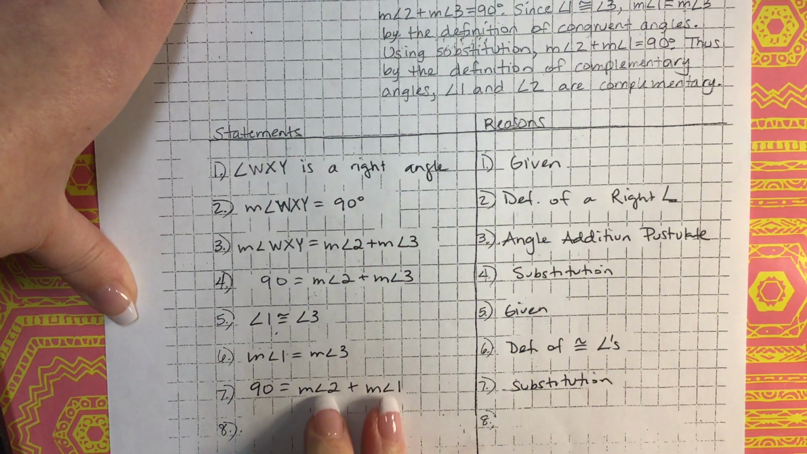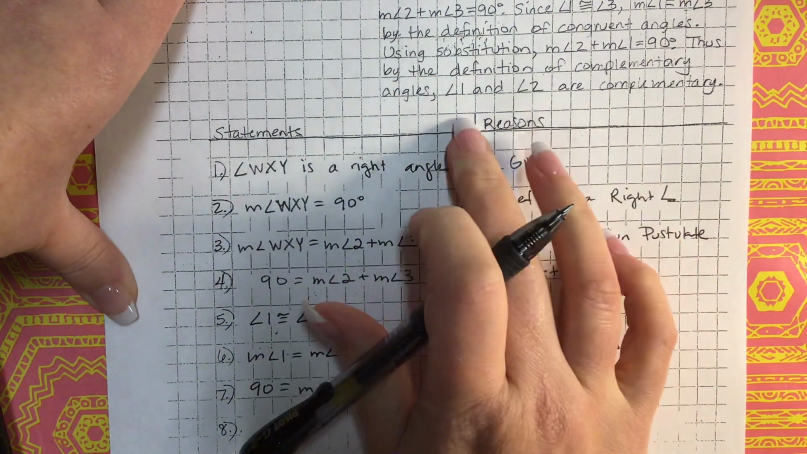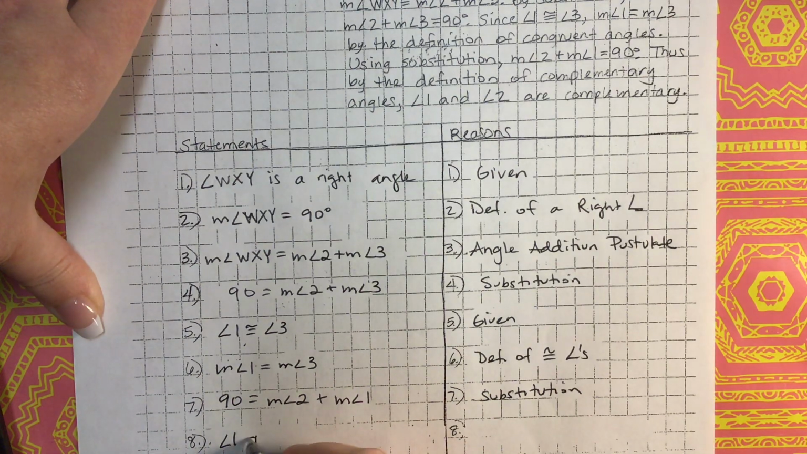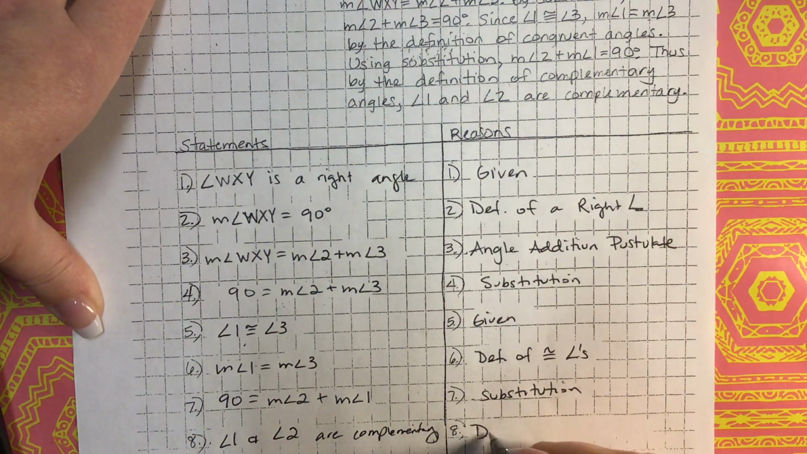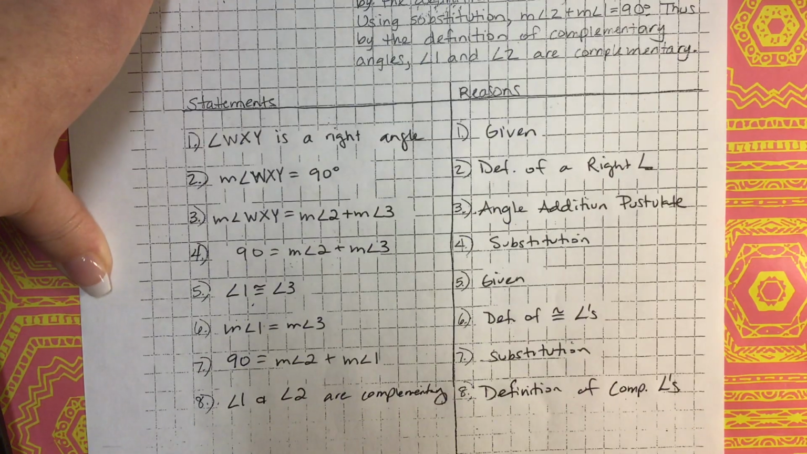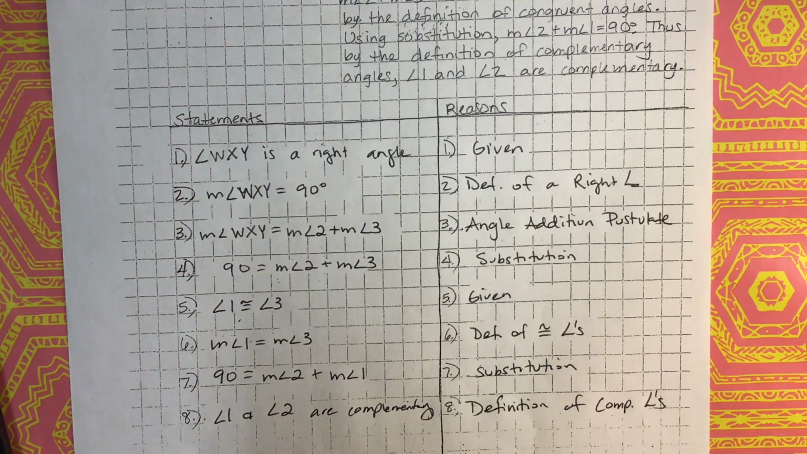And then when we see that two angles added together get 90, we know that angle 1 and angle 2 are complementary, by the definition of complementary angles. So there you have it. We had a paragraph and we changed it into a 2-column proof.